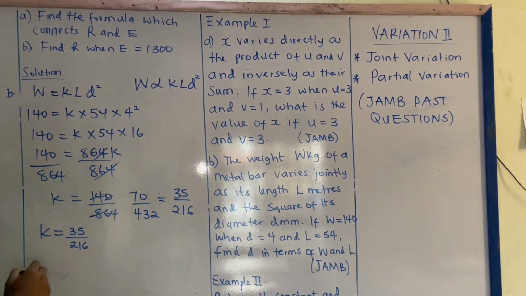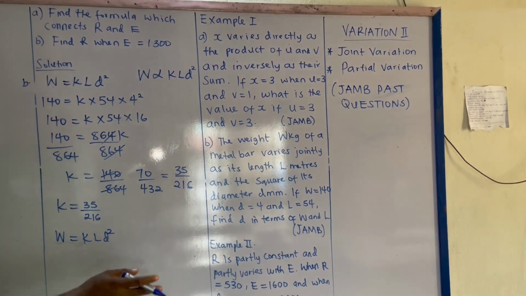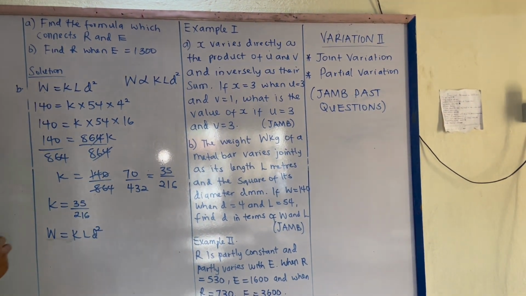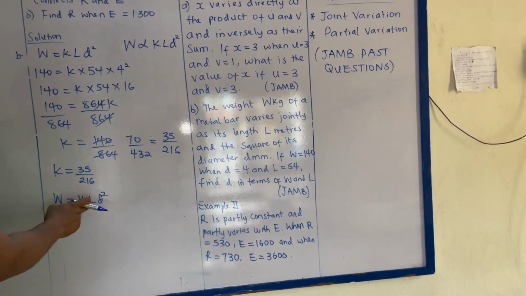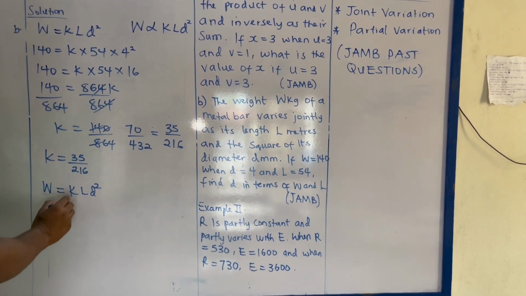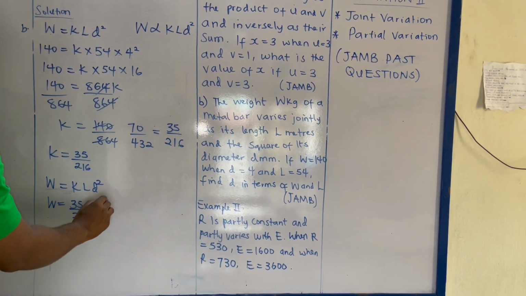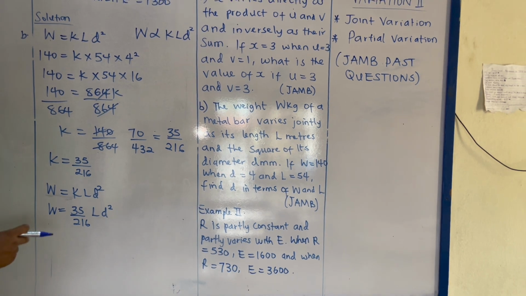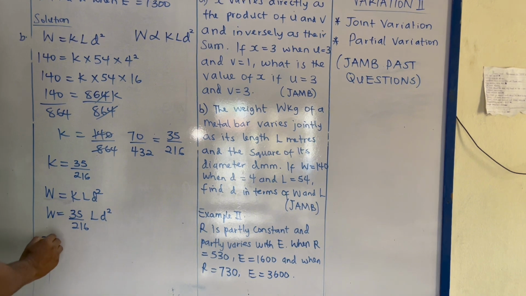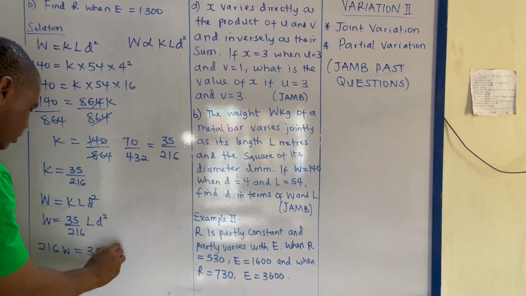The original equation we are given is W equals K L D squared. But the question asks us to find D in terms of W and L. So in this case I will have W is equal to K L D squared. So we have been given K as 35 over 216, so W equals 35 over 216 L D squared. So in this case I will cross multiply. So this will give me 216 W is equal to 35 L D squared.